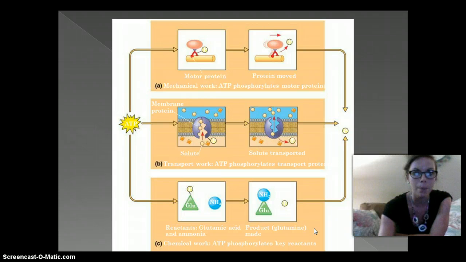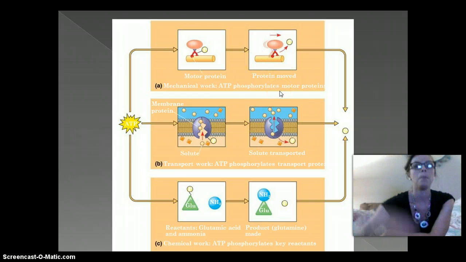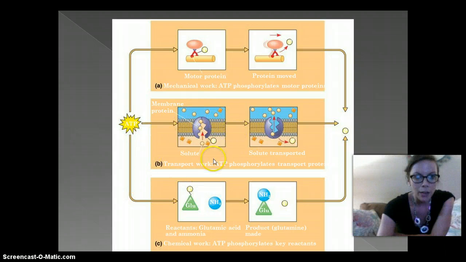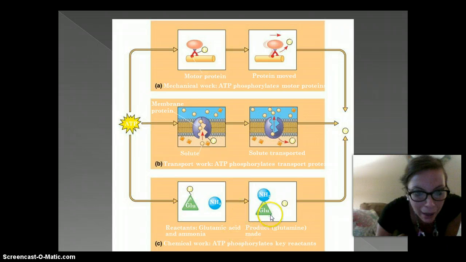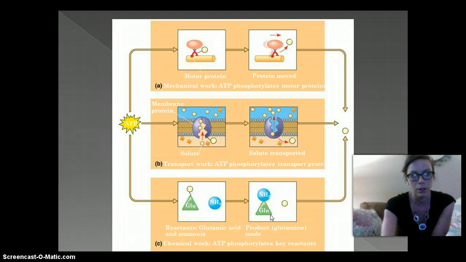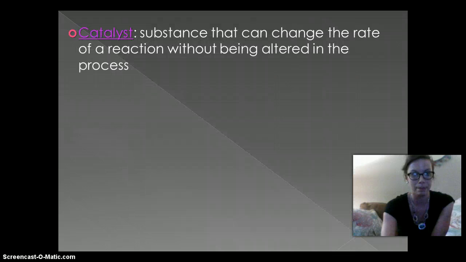Okay, here are some examples. So motor proteins are going to use some ATP to do the muscle movements and work. So here we have transport: they're going to transport proteins and other substances into and out of the cell, using ATP. And then here we have just binding of different molecules, and it requires ATP.